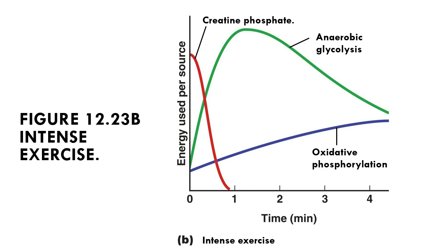If we look at the plot, glycolysis is going to prevail during that intense exercise. Oxidative phosphorylation is going to decline. It may actually turn off if the oxygen delivery is so low that we can't supply enough oxygen to accept the electrons.